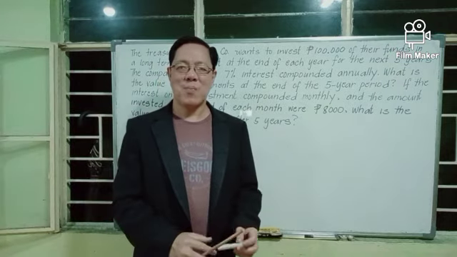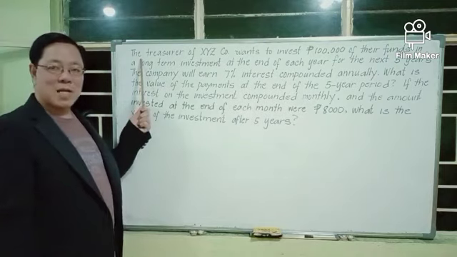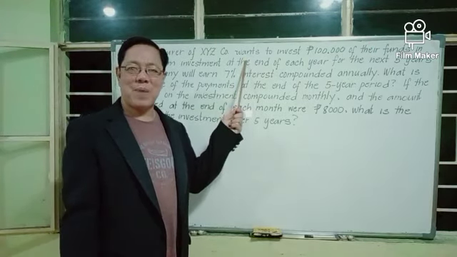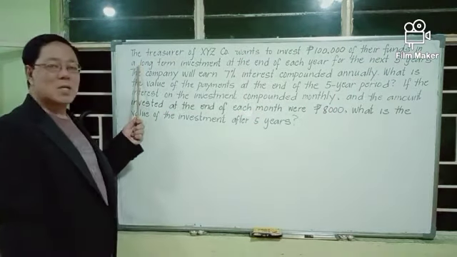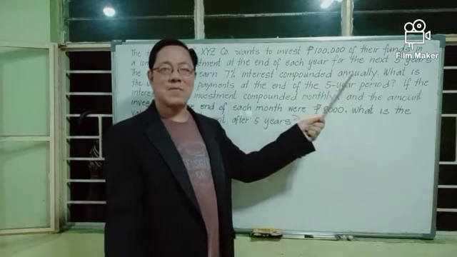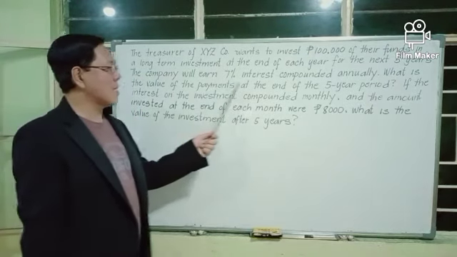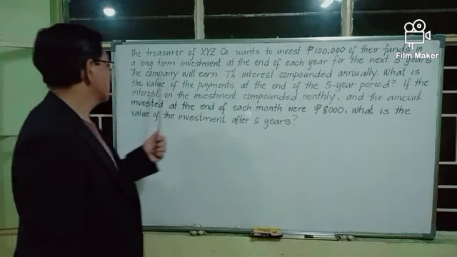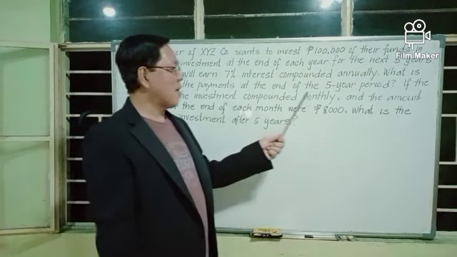We will now take some examples. For our first example, consider the following problem. The treasurer of XYZ company wants to invest 100,000 pesos of their funds in a long-term investment at the end of each year for the next 5 years. The company will earn 7% interest compounded annually.